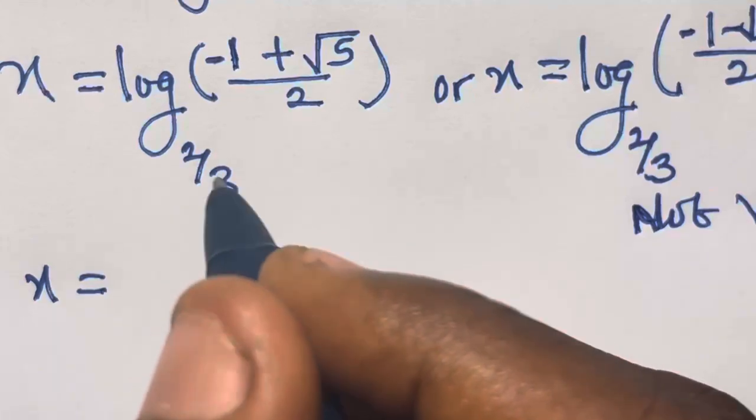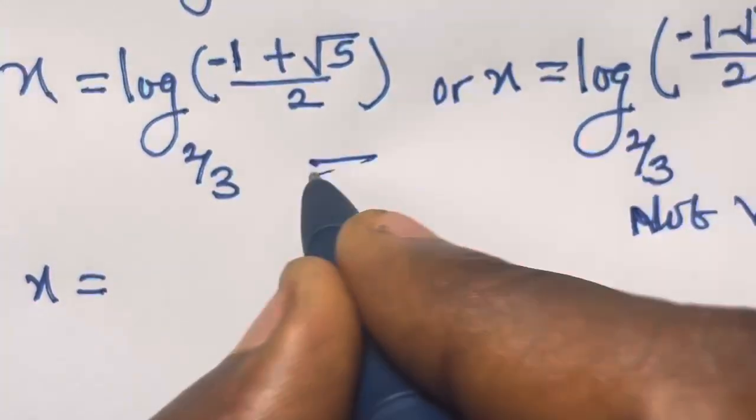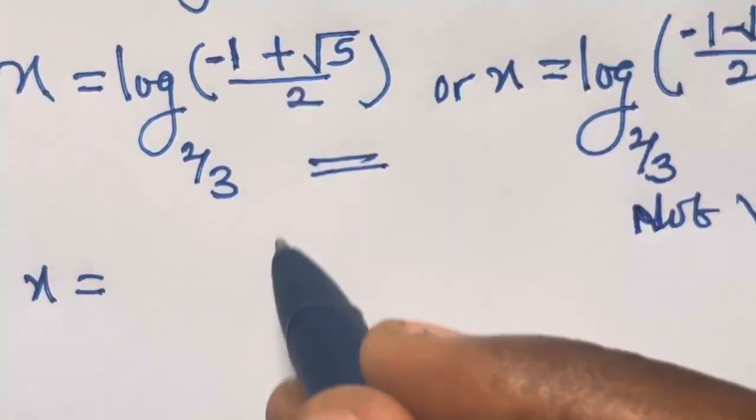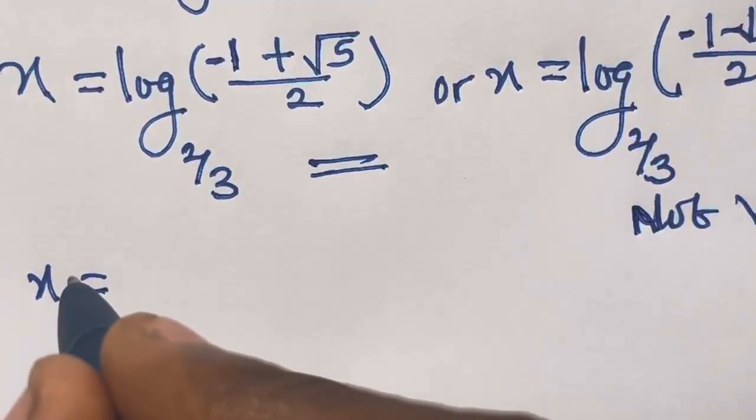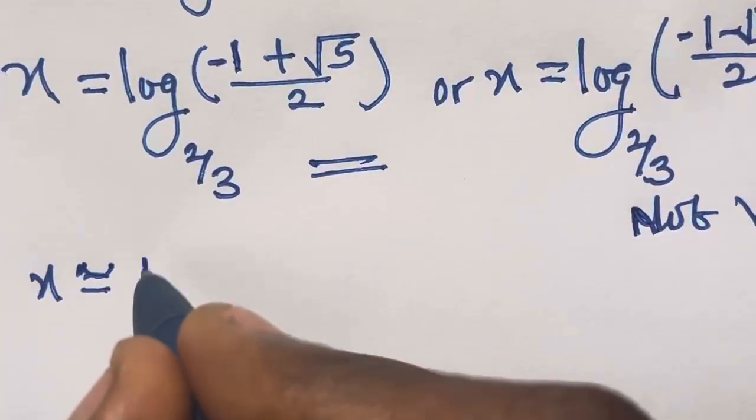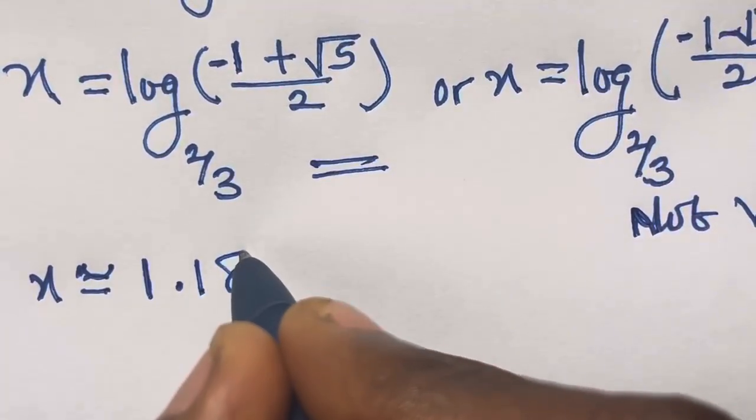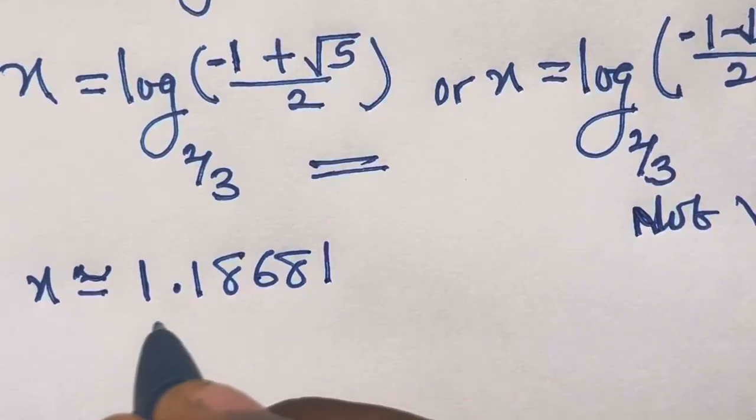If you want the numerical value, you can either leave your answer like this, or put it in the calculator, and I've already done that. So I get 1.18681. So this is the numerical value of x.